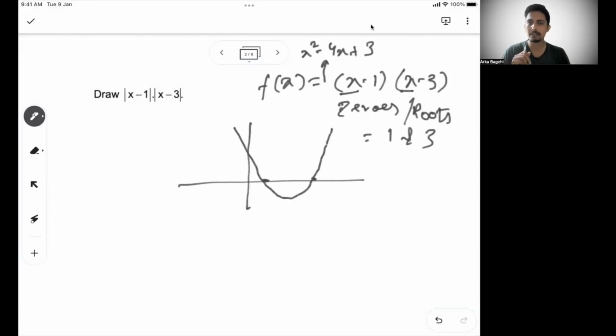That will be decided based on the coefficient of x square. If the coefficient of x square is positive, it will be an upward parabola. If the coefficient of x square is negative, it will be a downward parabola. Again, this is covered in great detail in your quadratic class. Now this is 1 comma 0 and this is 3 comma 0, right? So that's what we got.